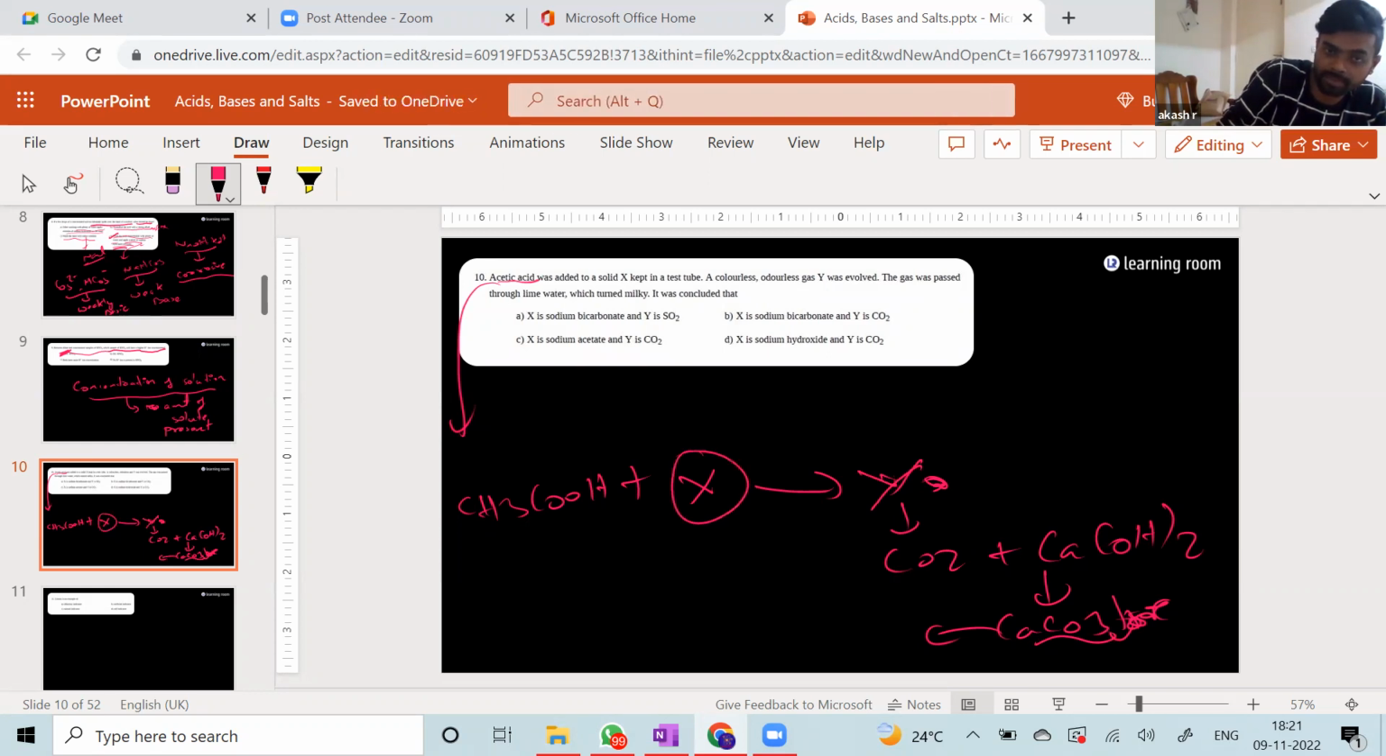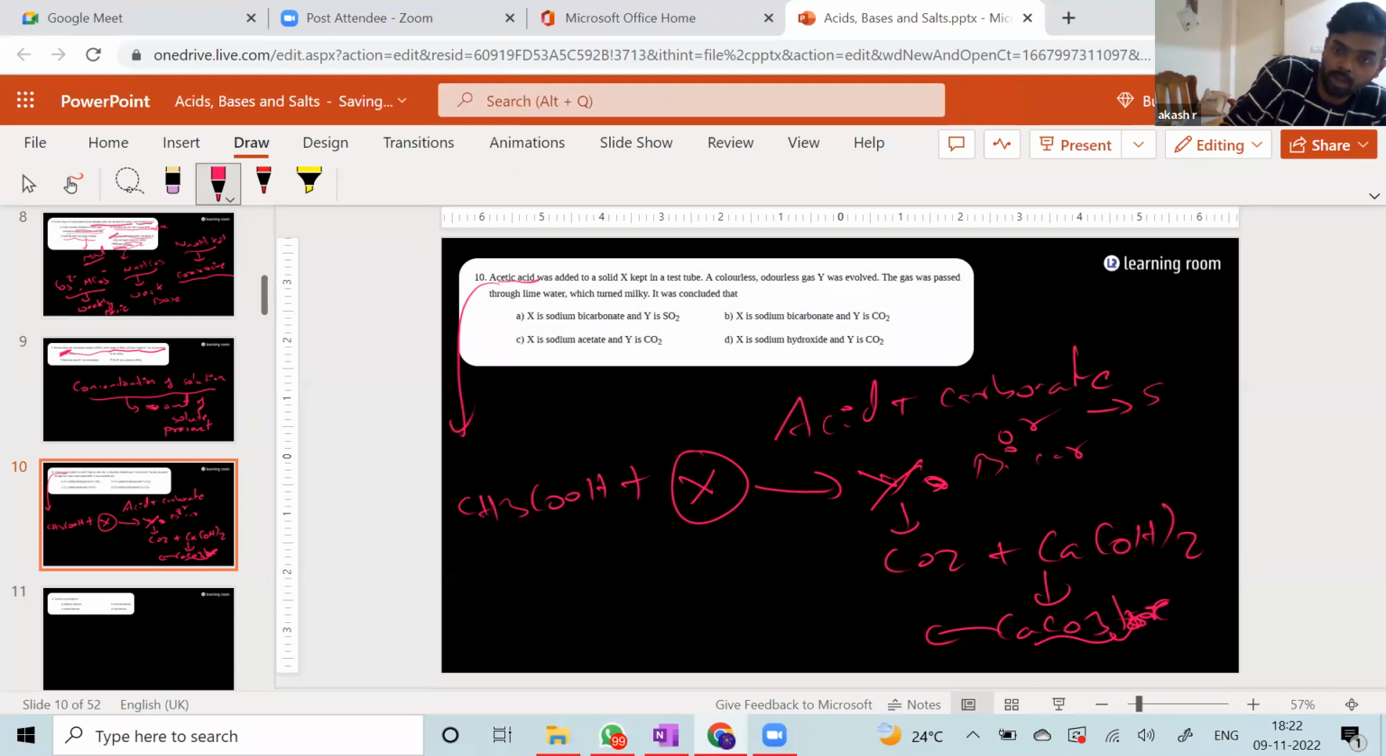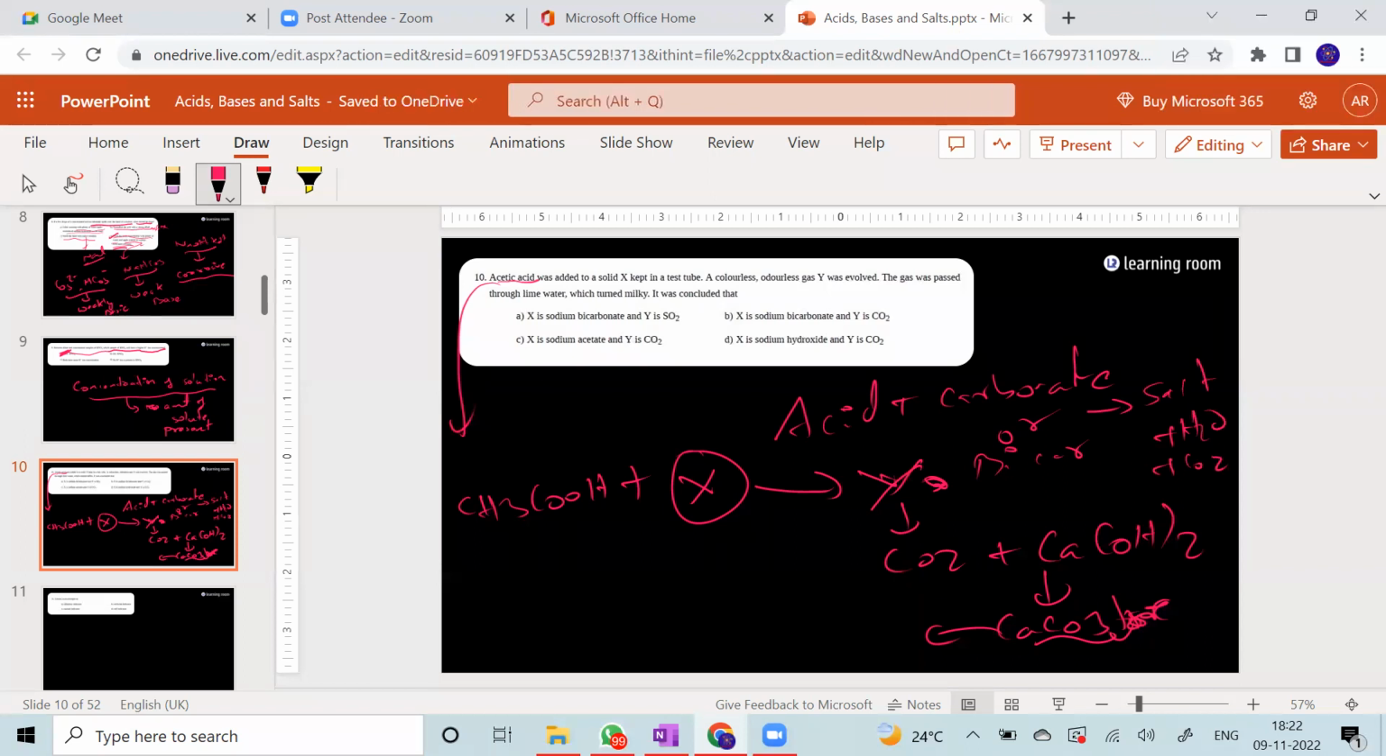So what should X have been? Sodium bicarbonate is going to be the answer. Now, whenever you have an acid reacting with a carbonate or a bicarbonate, what are the products? You form salt plus water plus CO2. This is the only difference between normal bases and carbonates and bicarbonates as bases. They also give a neutralization reaction: acid plus base gives salt plus water. But what is extra? Extra is carbon dioxide.